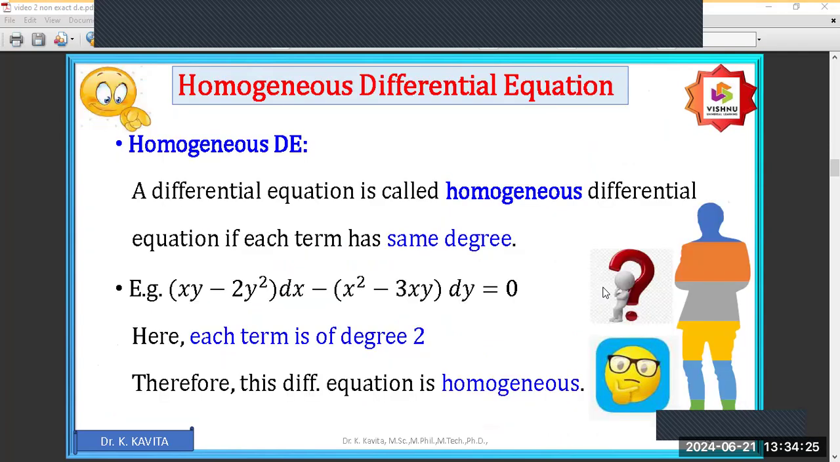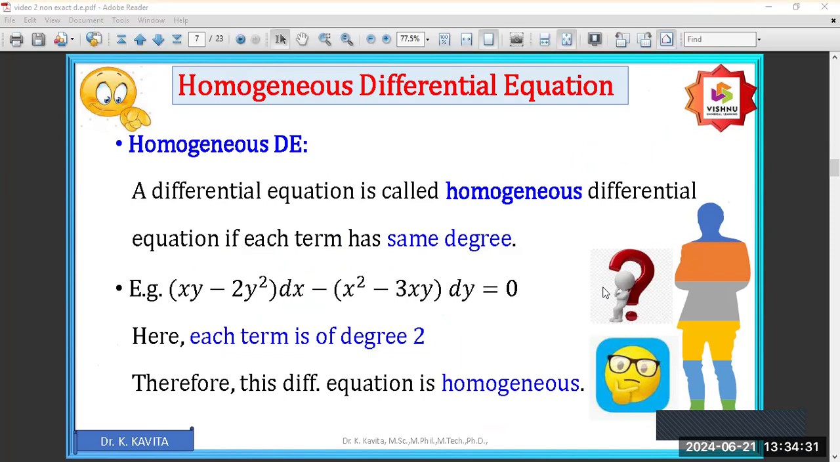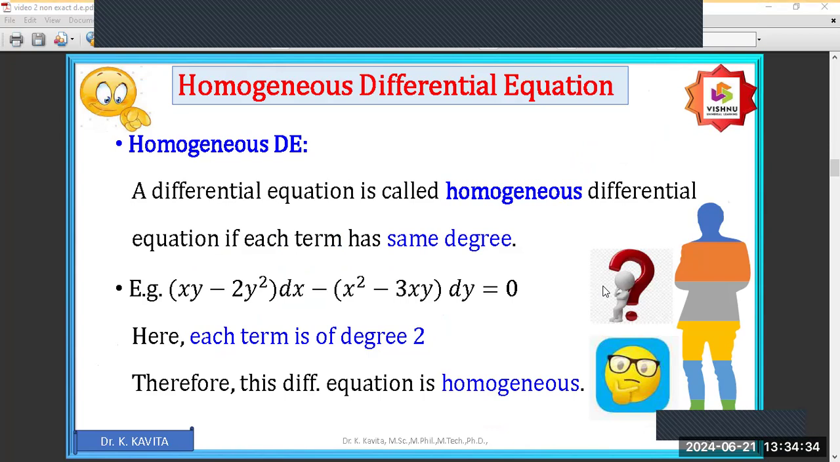The second one is the homogeneous differential equations. Homogeneous differential equation definition: every term of the differential equation has the same degree. For example, (xy minus 2y square) dx minus (x square minus 3xy) dy. In that, xy is 1 plus 1, degree 2. Y square is degree 2 and x square is degree 2. So each and every term in this M dx plus N dy form is degree 2, then the differential equation is called homogeneous.